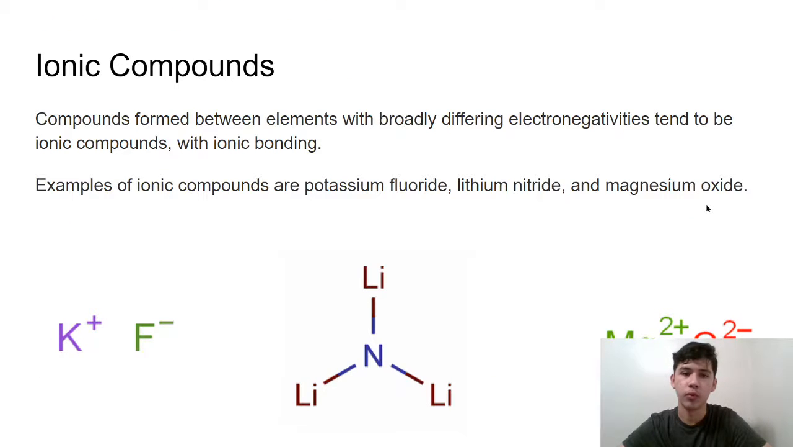Ionic compounds are formed between elements with broadly differing electronegativities, and they tend to be ionic compounds with ionic bonding. Examples of ionic compounds are potassium fluoride, lithium nitride, and magnesium oxide.